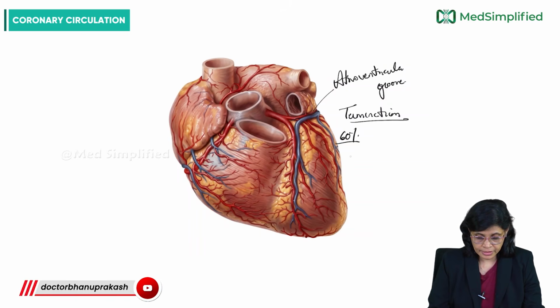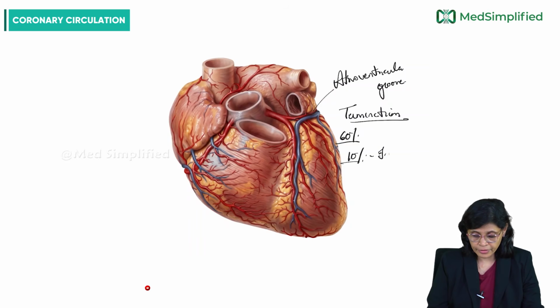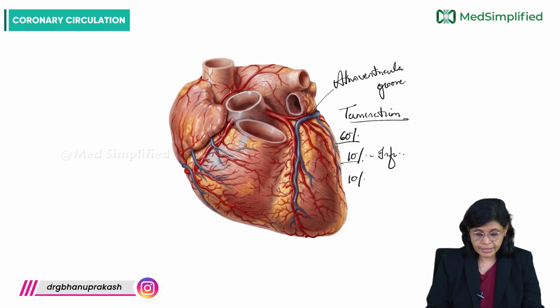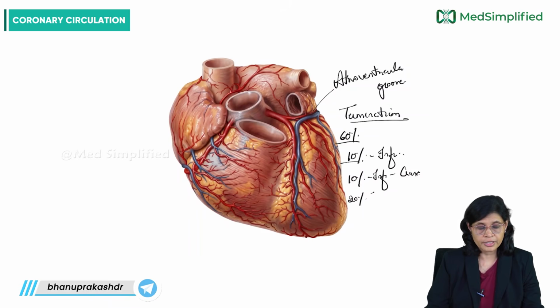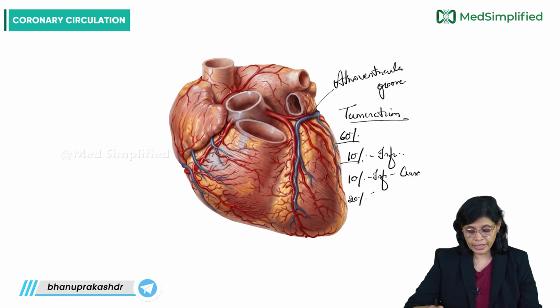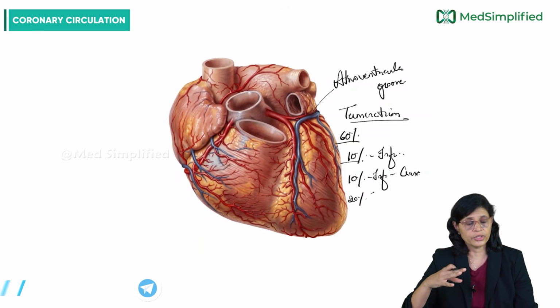Then in about 10%, it will end at the inferior border of the heart. In another 10%, it reaches the interval between the inferior border and crux of the heart. And the remaining 20%, it will go along the entire posterior part of the atrioventricular groove. So it will traverse along this posterior atrioventricular groove. So that is about the termination. So the right coronary artery can terminate in these four different ways.